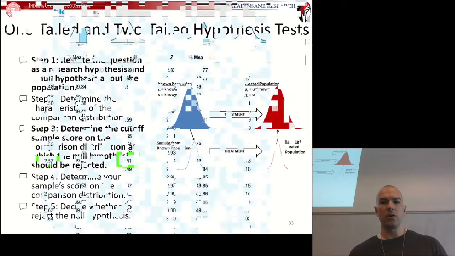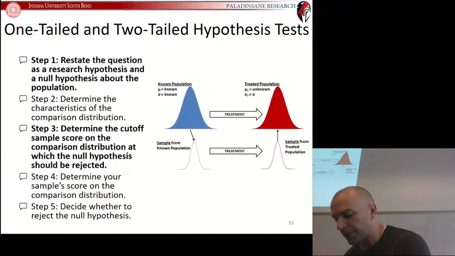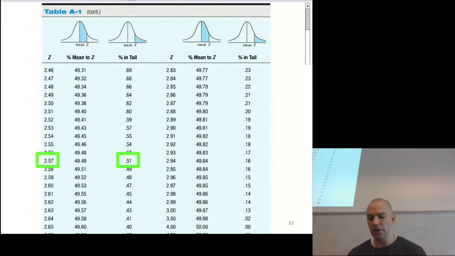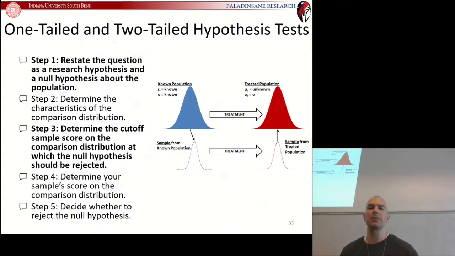All right, so that is how you do step 3, finding the cutoff sample score on the comparison distribution. You determine whether it's a one-tailed or a two-tailed. You determine your alpha. If it's one-tailed, your entire alpha goes into one tail. If it's two-tailed, you split your alpha amongst the two tails, and then you go to your unit normal distribution table and look up those z-scores that are associated with that percentage in the tail. All right, any questions on step 3?